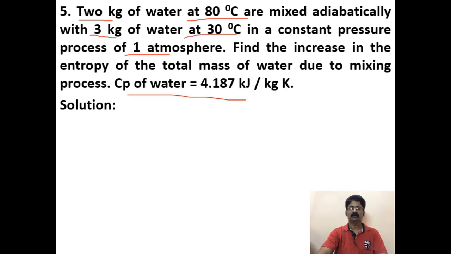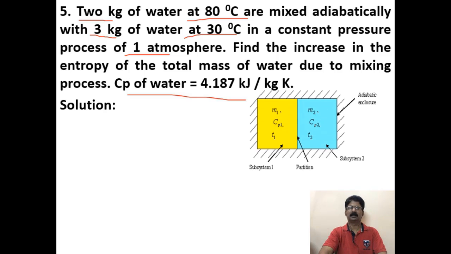As all of you know, when two fluids, one at high temperature and one at low temperature, are mixed, you will get an equilibrium temperature which is between these two temperatures. Let us find it out from the entropy principle. Now this is a diagram you can represent. Instead of writing M1, Cp1 and T1, directly you can write 2 kg here, Cp of water is 4.187, and T1 is 80 degrees Celsius. Similarly here 3 kg, Cp remains the same, and this is at 30 degrees Celsius.